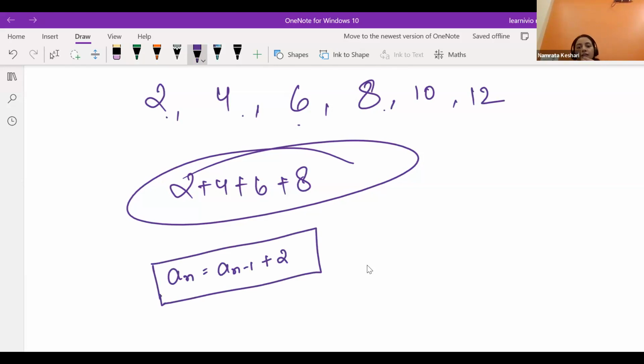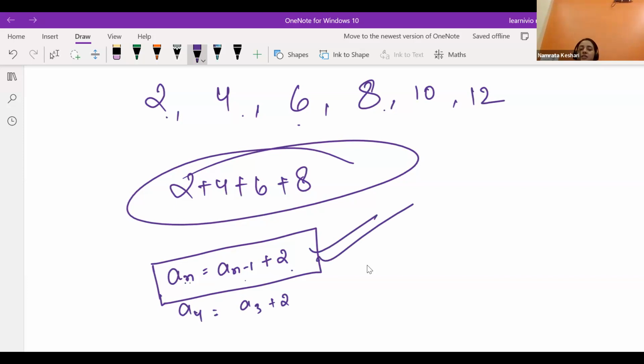Yes, ma'am. We can generate a formula from the above example. If you want to find the second term, you have to take the first term plus 2. If you want to find the third term, you take the second term plus 2. If you want to find the fourth term, you take the third term and add 2 with it, and you will get the next term. So we have generalized a formula over here.